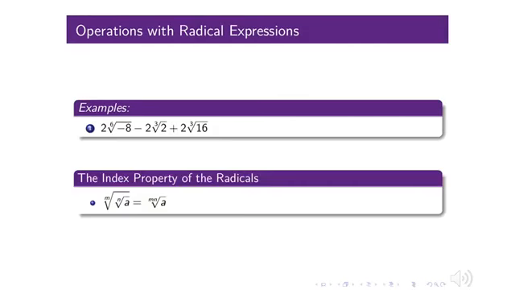Now we have another example: 2 times the 6th root of negative 8 minus 2 times the cube root of 2 plus 2 times the cube root of 16. From the given expression, we can observe that the first radical expression, 2 times the 6th root of negative 8, has a different index. But we can still simplify this expression using the index property of the radicals, while the second expression, 2 cube root of 2, is already in its simplest form. And the third expression, 2 cube root of 16, can be simplified by factoring 16.